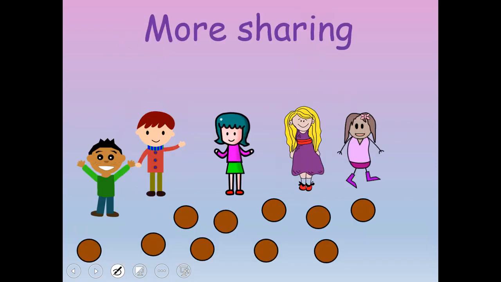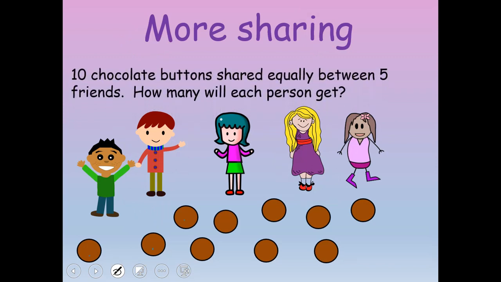So here we have 1, 2, 3, 4, 5, 6, 7, 8, 9, 10. So we have 10 chocolate buttons. Okay, but how many people do we have to share them with? So we have 1, we have 2, we have 3, number 4, and number 5. So we have 5 friends, okay? So just think for a minute and try and figure out how many each child will get, okay? You try and figure that out.